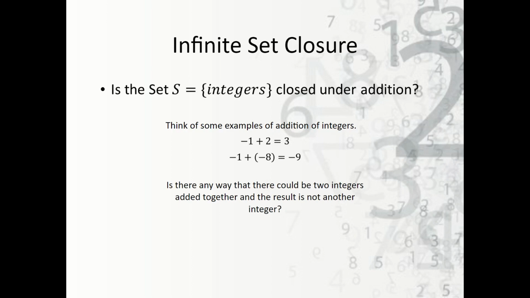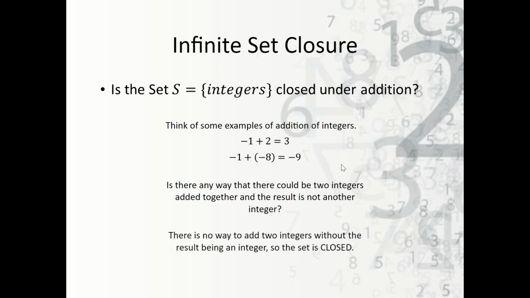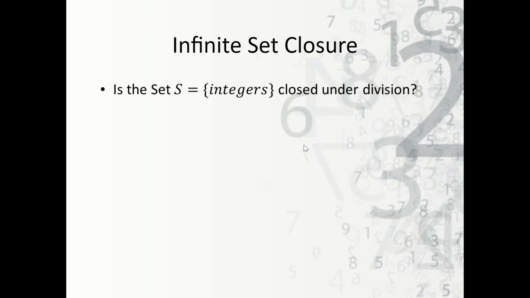So if I add any two negative integers, is there any way to get a fraction out of it? Is there any way to get a real number out of it? Is there any way to get a complex number out of it? Well, no, there's not, right? Anytime I add any two whole numbers together, I should get another whole number. So therefore, there is no way to add two integers together without getting another integer, so therefore the set is closed.